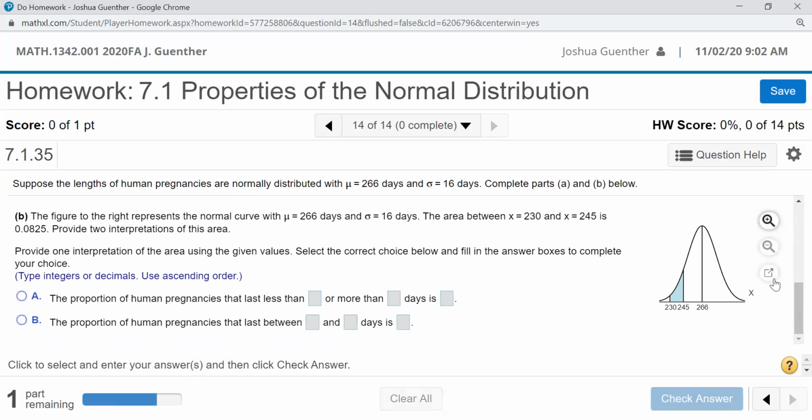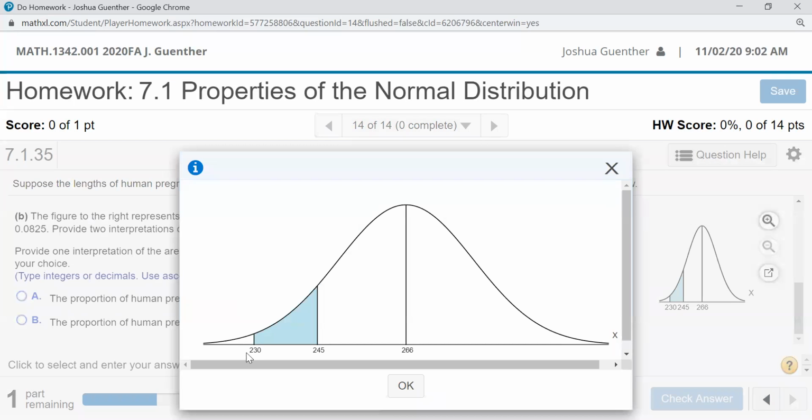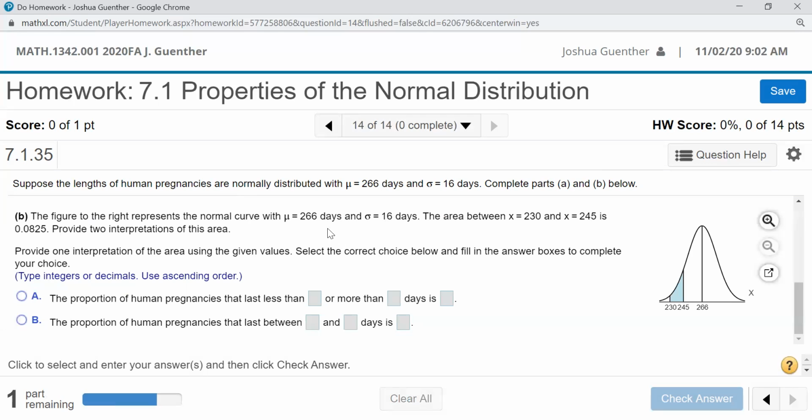So now let's look at this figure. They're highlighting the days of 230 and 245. Here's the area underneath the curve between those days. They're saying that the area between x equals 230 and x equals 245 is 0.0825. Let's pick some interpretations for that.